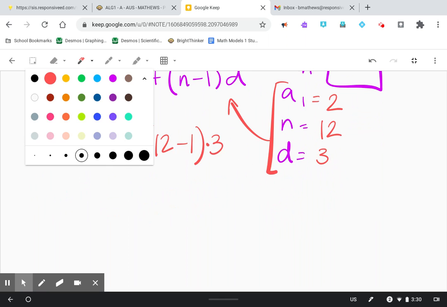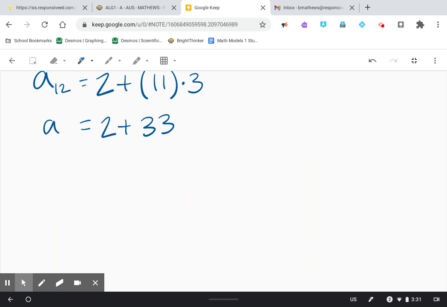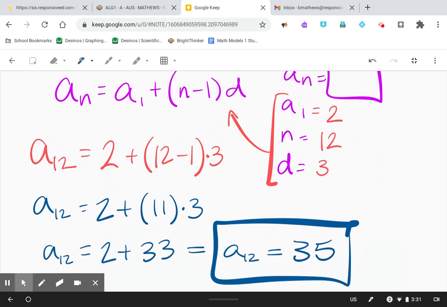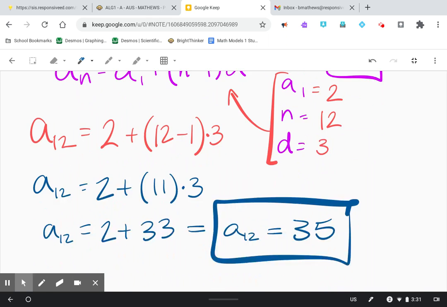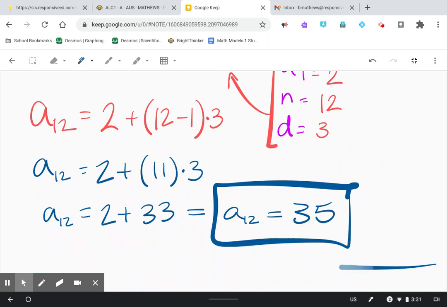So A12, let me use a different color real quick. A12 equals 2 plus 12 minus 1, which is 11, times 3. 2 plus 11 times 3 is 33, so then A12 equals 35 right there. So that is our answer, rather the 12th term of that sequence. Let's do at least one more example here.